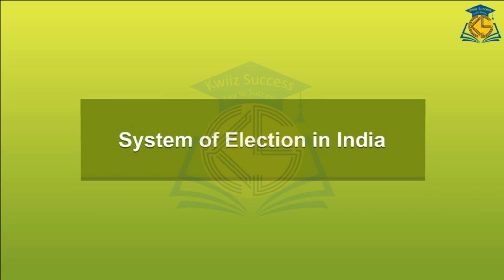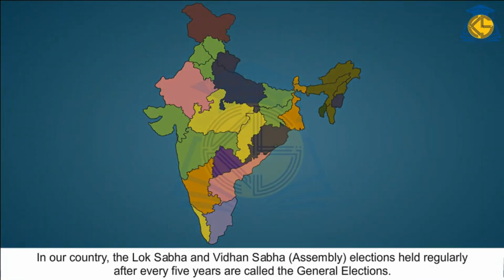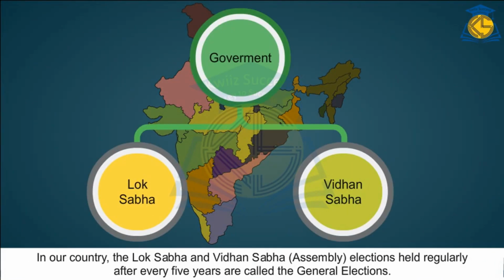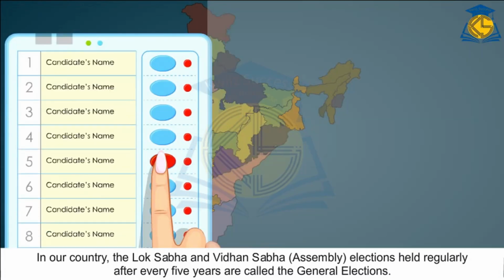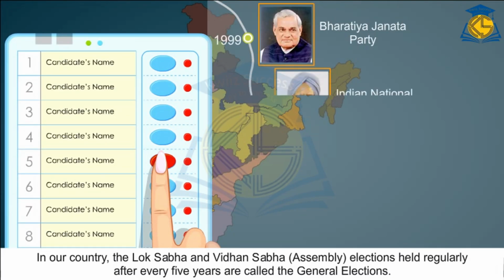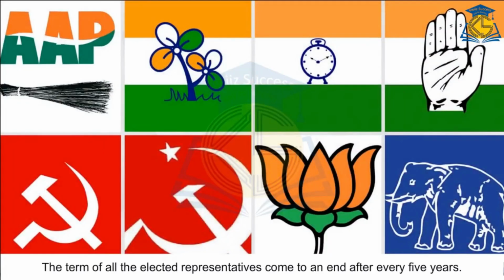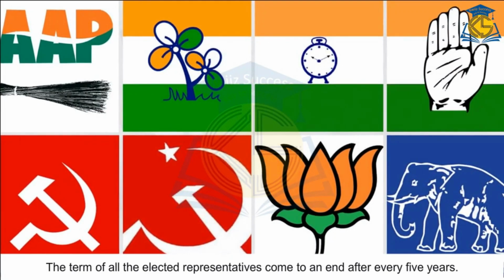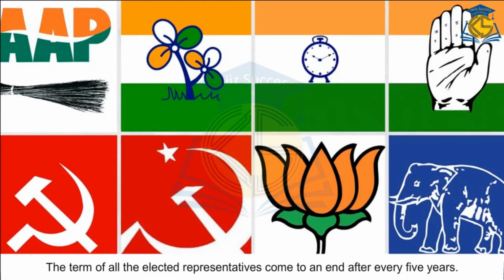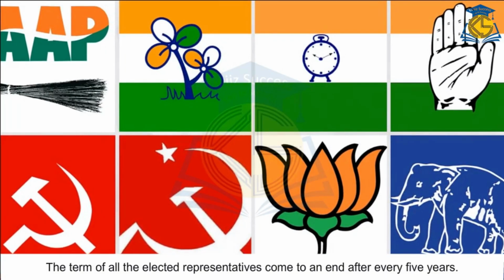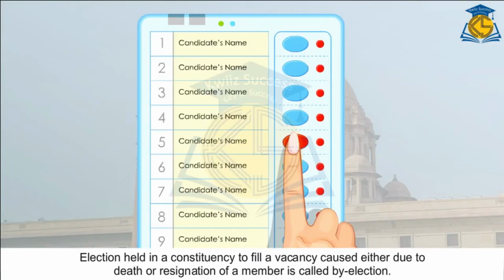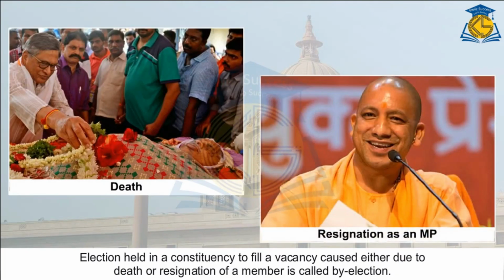System of election in India. In our country, the Lok Sabha and Vidhan Sabha assembly elections held regularly after every 5 years are called the general elections. The term of all the elected representatives comes to an end after every 5 years. An election held in a constituency to fill a vacancy caused either due to death or resignation of a member is called a by-election.